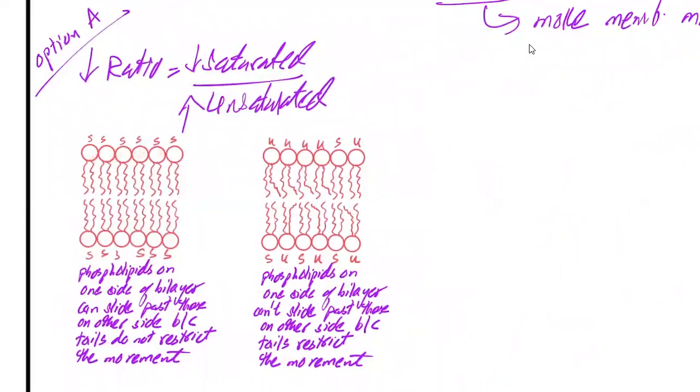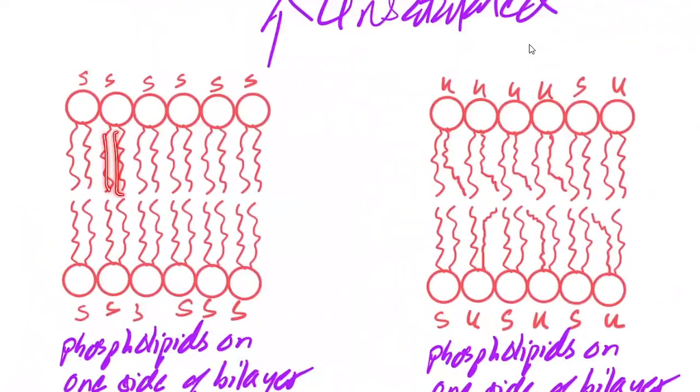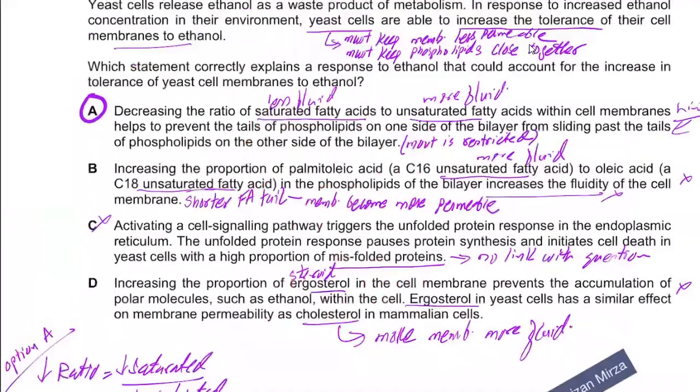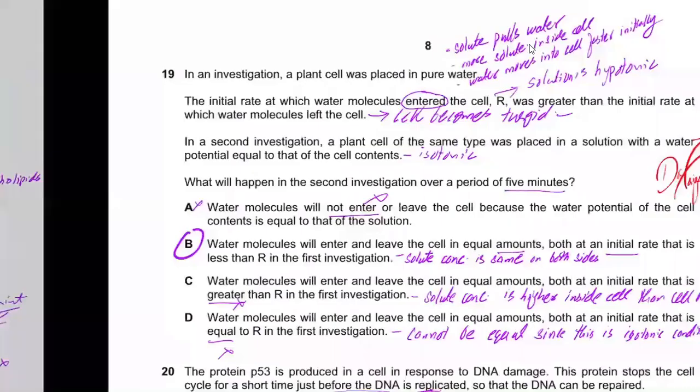I was just randomly drawing this for explaining how the ratio of saturated fatty acids is decreasing and the unsaturated is increasing, and how the kinks in these chains, in these phospholipid tails, work. If all are saturated, they all can slide past each other very well. But if you have unsaturated fatty acid tails, movement from one layer to the other layer will be restricted, and this is the hint given to us in option A. That's why option A is the answer.